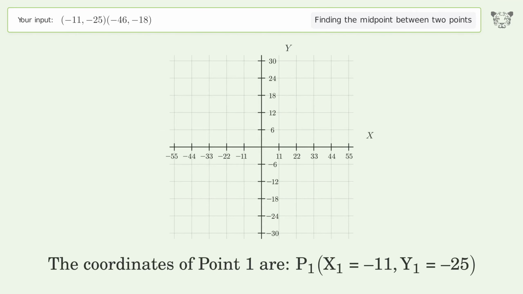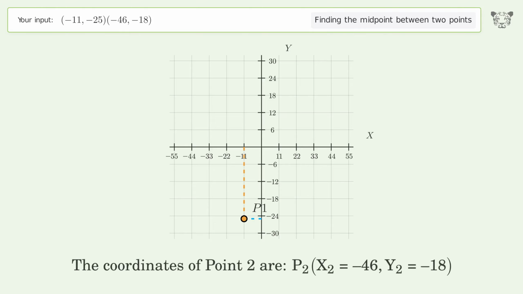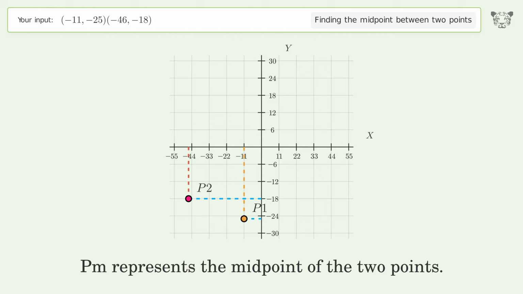The coordinates of point 1 are, x1 equals -11, y1 equals -25. The coordinates of point 2 are, x2 equals -46, y2 equals -18. PM represents the midpoint of the 2 points.